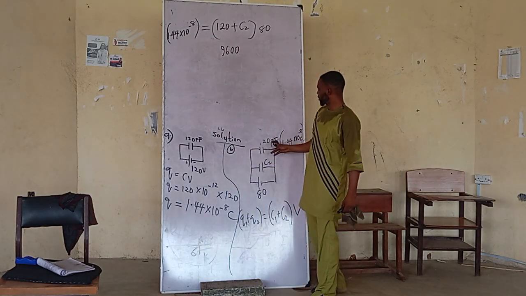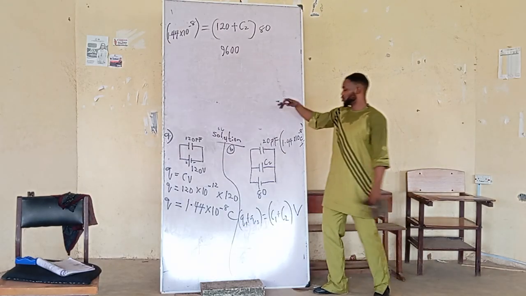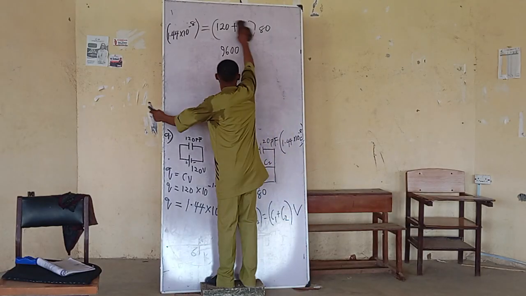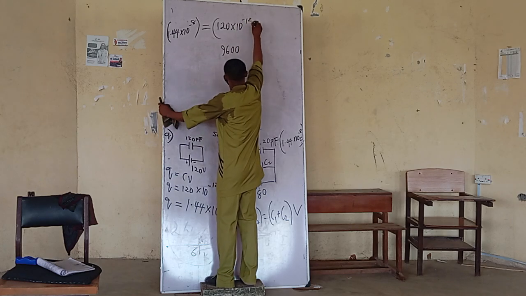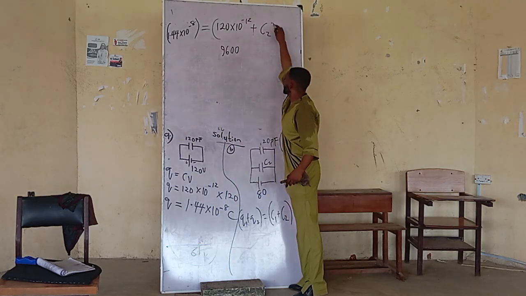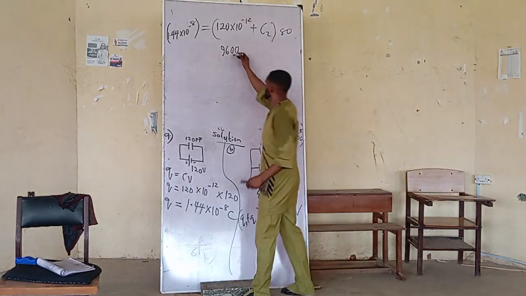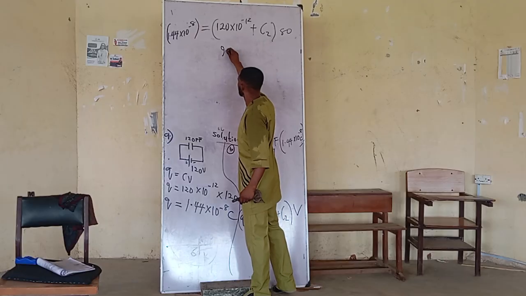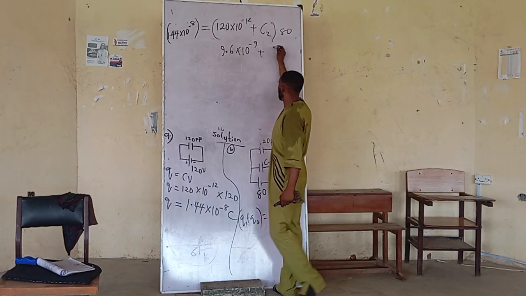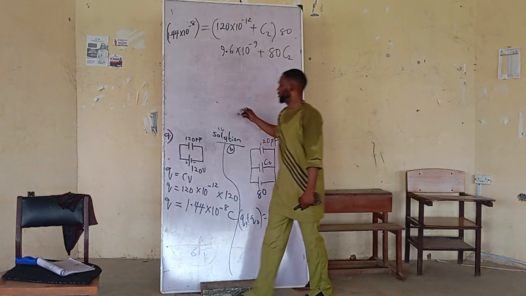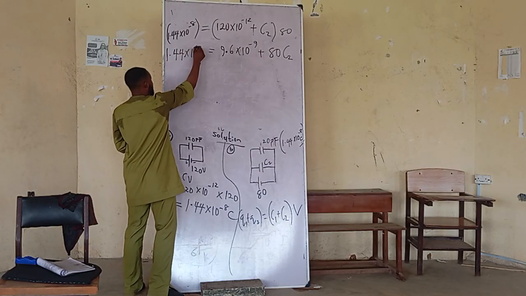Wait, the 120 is supposed to be before the 5, because we converted the other one altogether. So it's supposed to be 120 times 10 to the minus 12 plus C2, times 80, which gives 9.6 times 10 to the minus 9, plus 80 C2, equals 1.44 times 10 raised to minus 8.